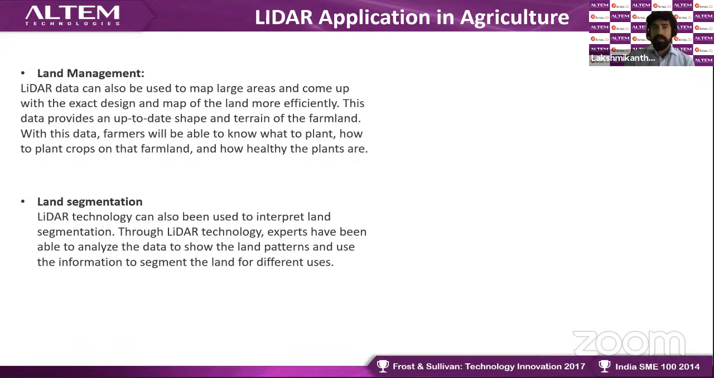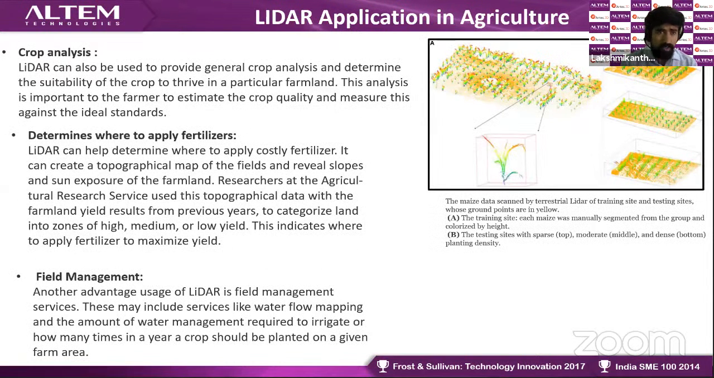so again, in the crop analysis. Okay, this is one of the examples I have pasted here. Lidar can also be used to provide a general crop analysis and determine the sustainability of the crop to thrive in a particular farmland. This analysis is important for farmers to estimate the crop quantity and measure it against the ideal standards. Okay, so when we think of high yield crops, what we think of is that there will be an ideal condition or some set examples, correct?